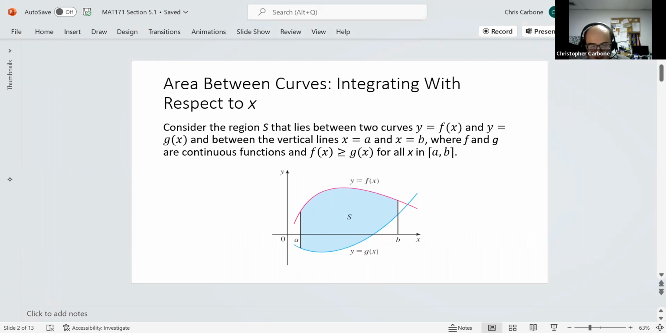So we consider the region S that lies between two curves, y is equal to f of x, this pink line, and y is equal to g of x, which is the blue curve, and between the vertical lines of x is equal to a and x is equal to b, where f and g are continuous functions, and f of x is greater than or equal to g of x for all x in the closed interval from a to b.